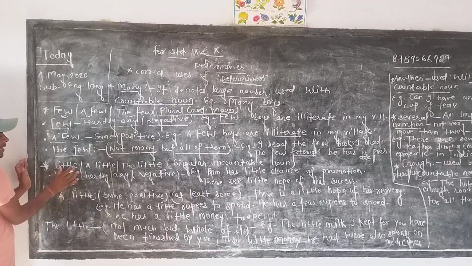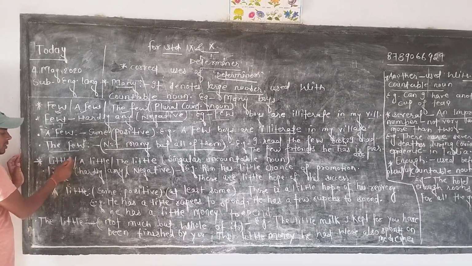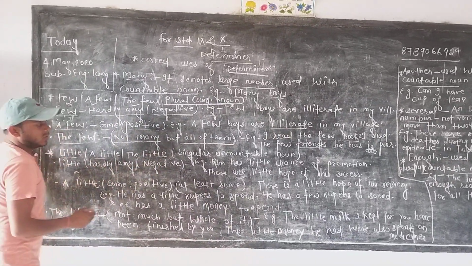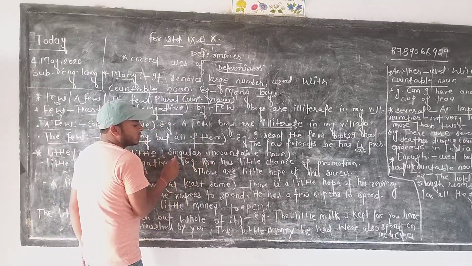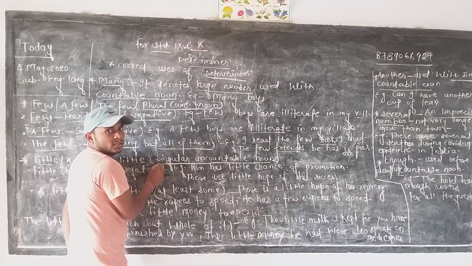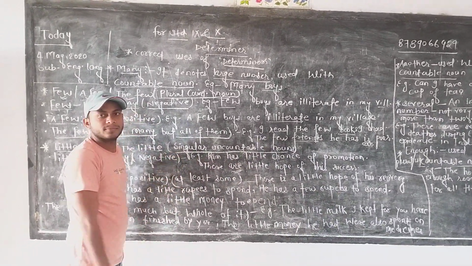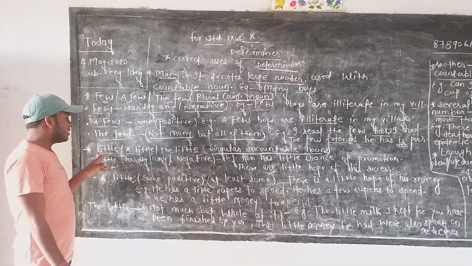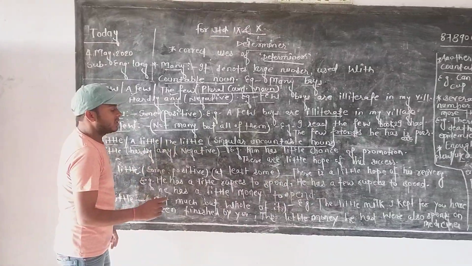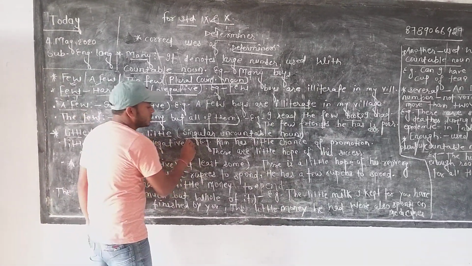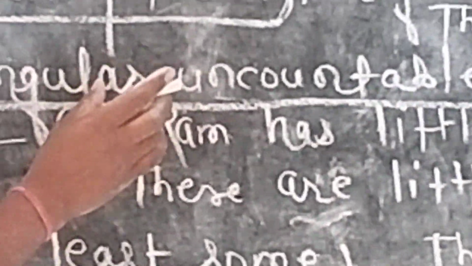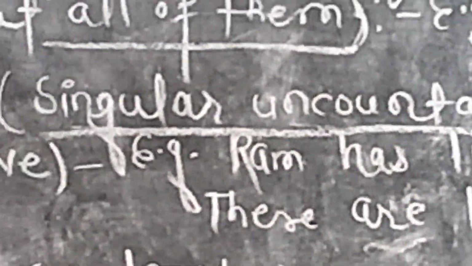Now we are going to cover another set of determiners, that is little or the little. Actually, these types of determiners are used only with singular uncountable nouns. The noun must be in singular form and it must be uncountable. It should not be a number.